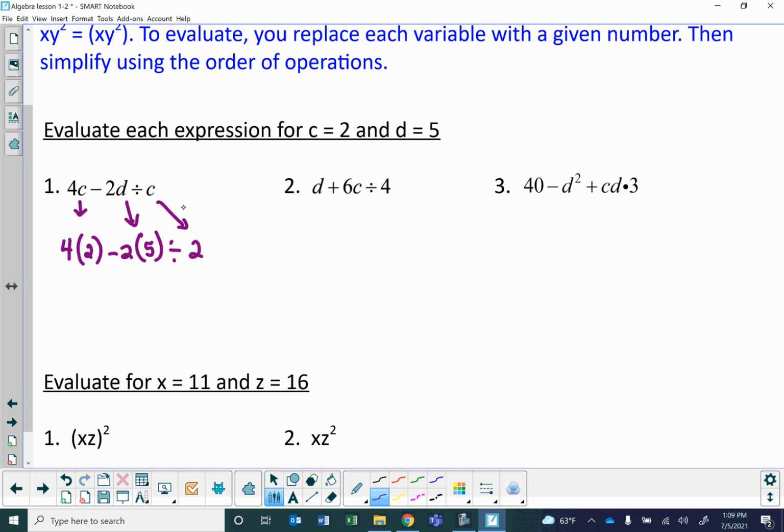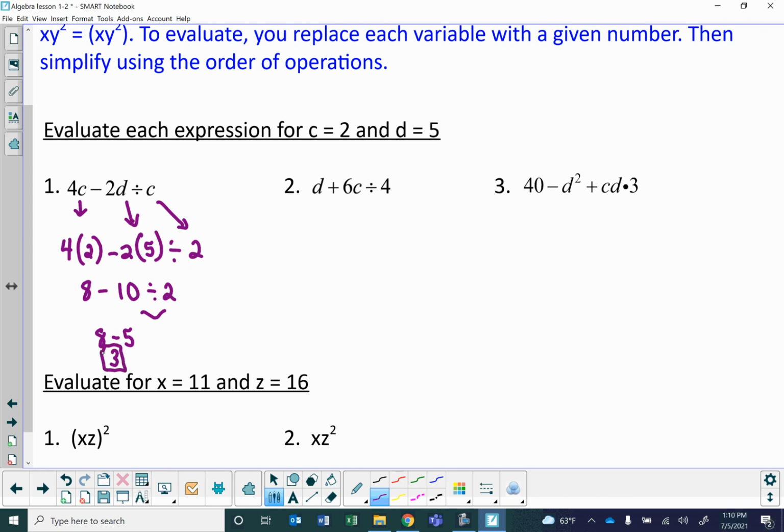There are no grouping symbols, so we're going to do multiplication and division from left to right, whichever one comes first. So 4 times 2 is 8, minus 2 times 5 is 10, divided by 2. Now we have 8 minus 10 divided by 2. Order of operations says we should do this 10 divided by 2 first, because we do division before addition and subtraction. So 10 divided by 2 is 5, and 8 minus 5 is 3. Almost ran out of room here.